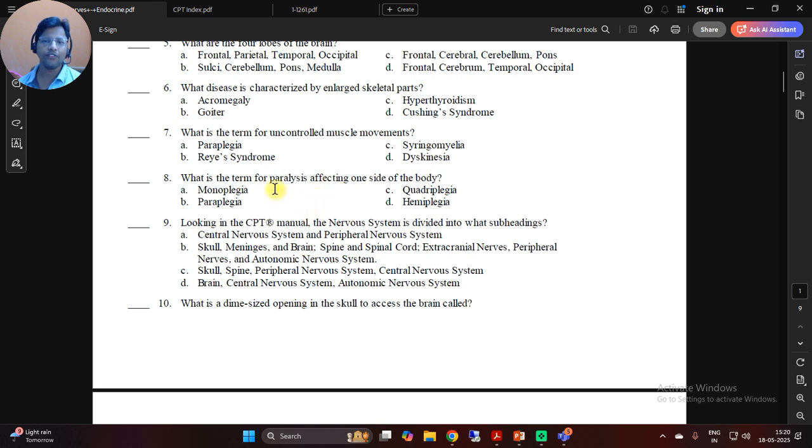Next, what is the term for paralysis affecting one side of the body?